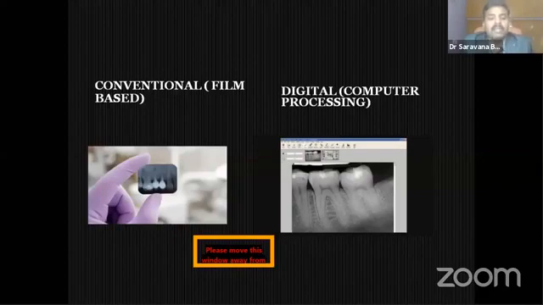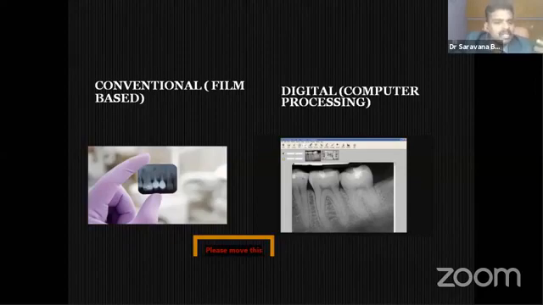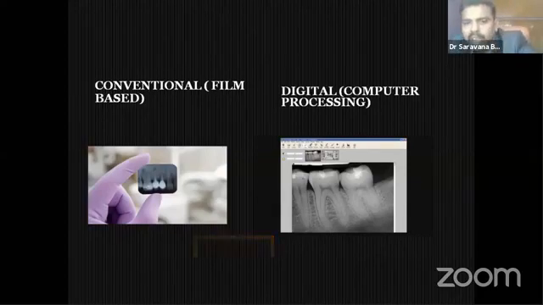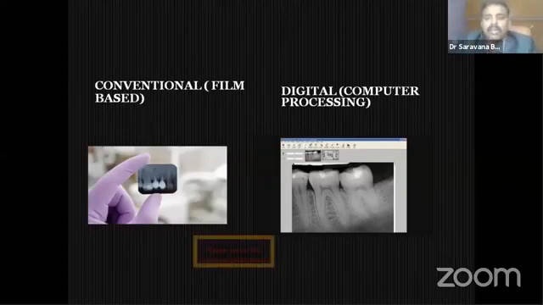In the conventional method, the film will get exposed to the X-rays. Okay, it stores the data. Finally, after the manual processing method, after developer, water and fixer, we are able to see the image in a radiographic film. But in the digital method, we are using a radiographic sensor instead of a radiographic film.